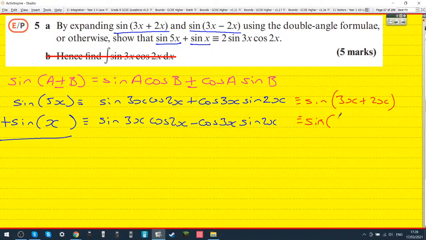But we want to simplify so that we get the 2 sine 3x cos 2x on the other side. Don't worry about that. There's no other side. It's an identity. You're just trying to make it identical to something else. How can you do sine 5x plus sine 1x without using all this malarkey?